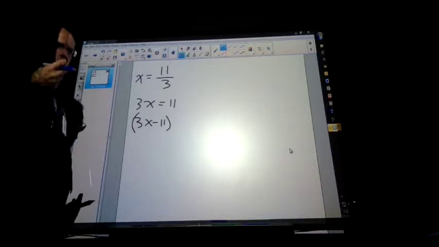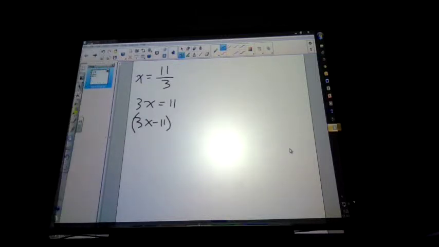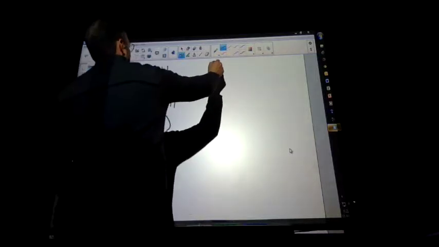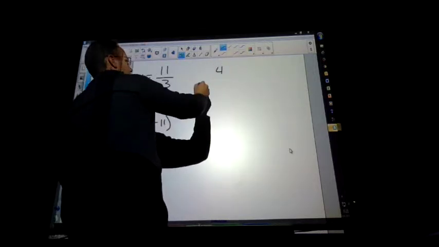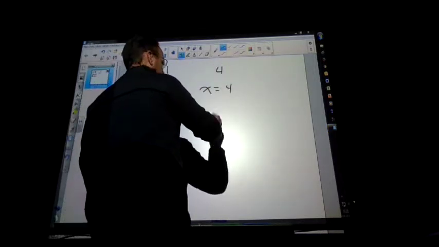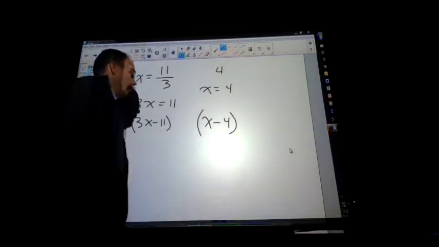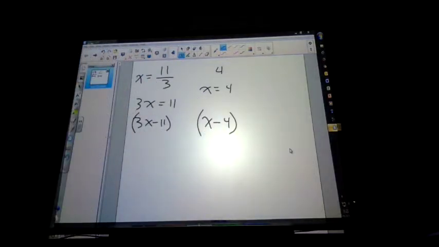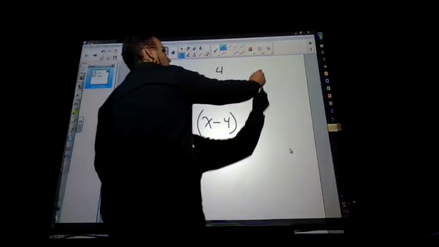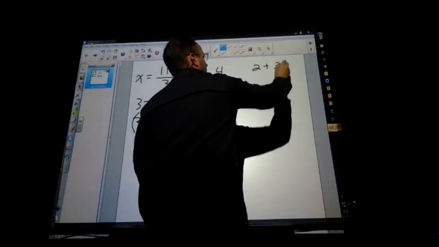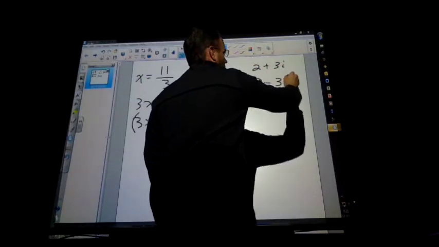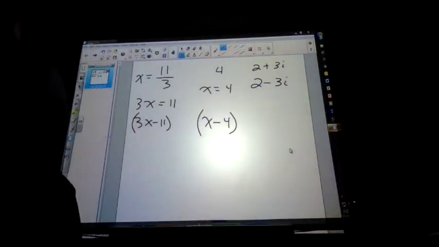If you had other numbers in there, if it said you also know that 4 is one of the answers, that means x is equal to 4. So x minus 4 is the binomial that goes with that. But if I had 2 plus 3i given, then you have to know that 2 minus 3i is also a solution to the problem. Okay, so let me recap up to this point, and then we can go into a lesson in a little bit.